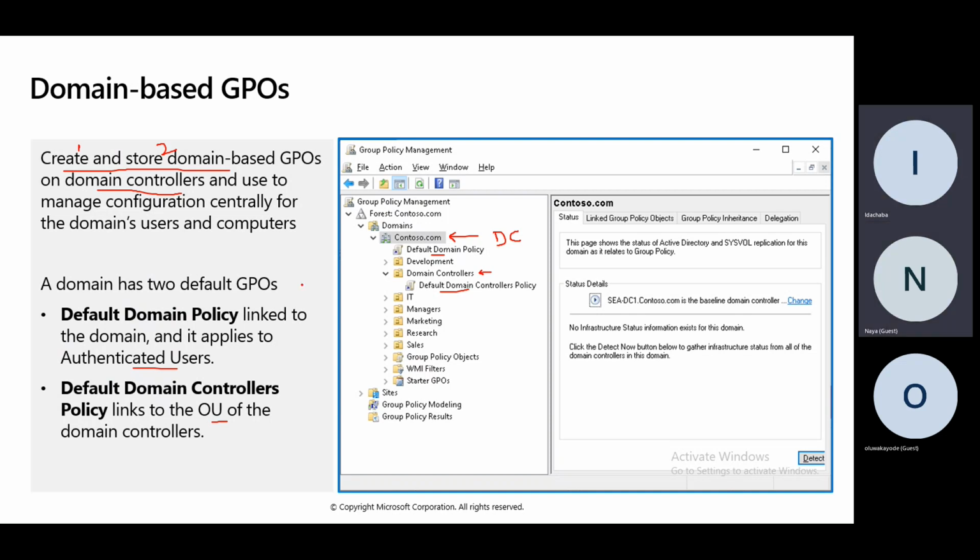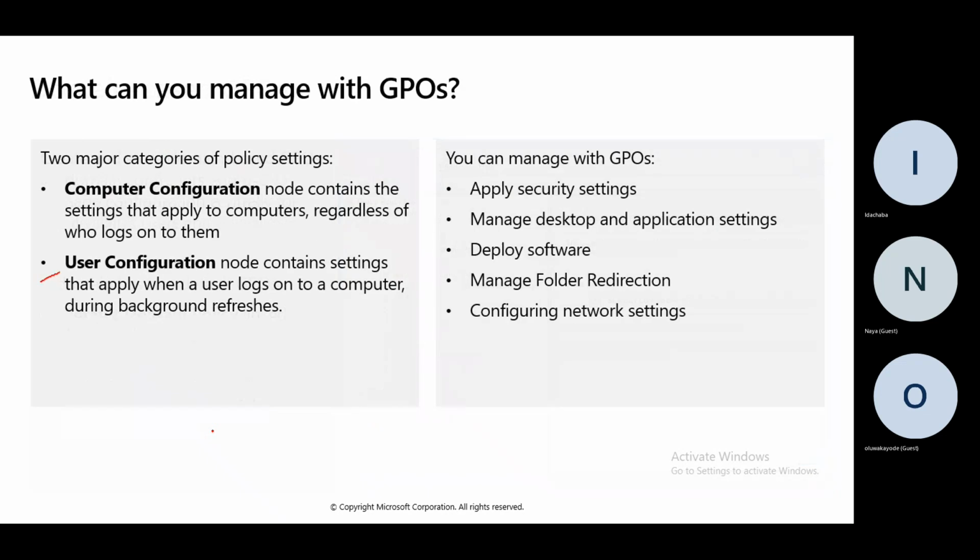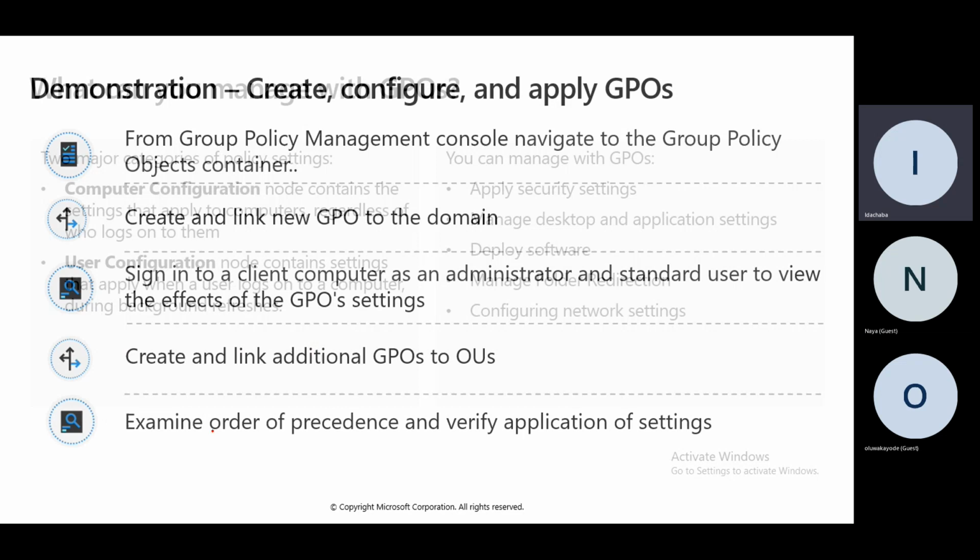So what does this first one do? This first one at the top is linked to the whole domain and handles authentication of users. What does the second one do? This one is linked to the domain controllers. Simple. And I told you what you can manage with GPO: you can manage your users, your computers, your applications, your security, a whole lot.